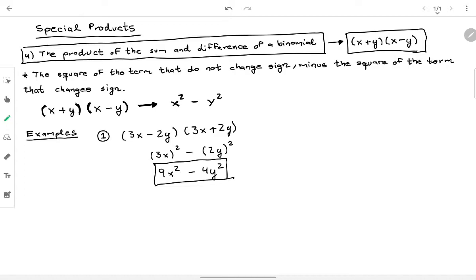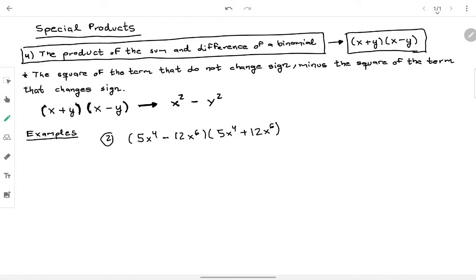Let's see exercise 2. So the next exercise is going to be something like this. So in this case, remember, it's like multiplying the one that doesn't change sign squared minus the one that changes sign squared. So in this case, the answer is going to be 5 squared, 25. Then it will be x, 4 times 2, because remember, power of a power, so it will be x to the 8, minus then 12 squared, it's 144. x, it's going to be 6 times 2, so it will be 12.